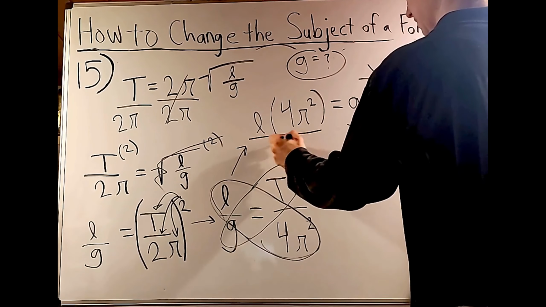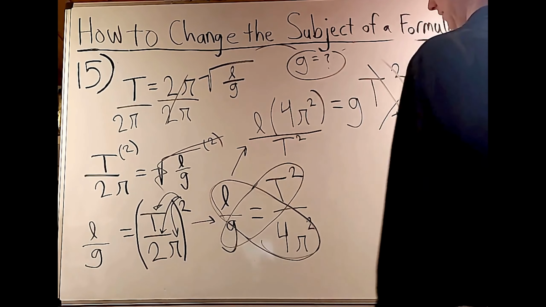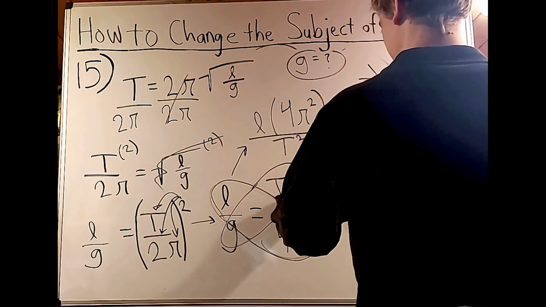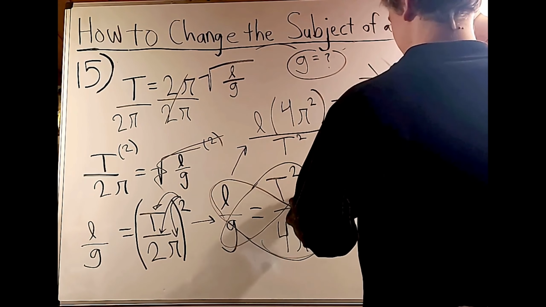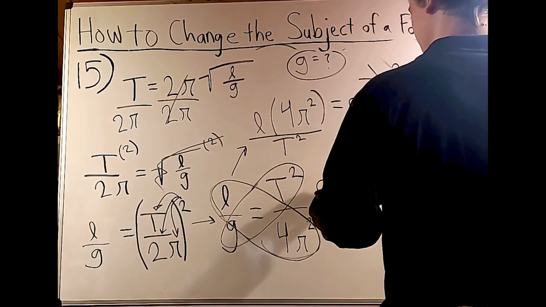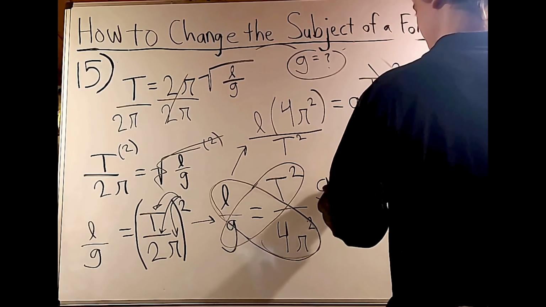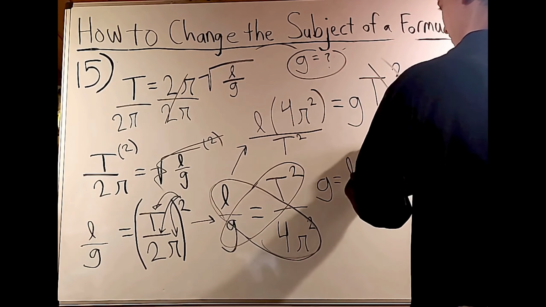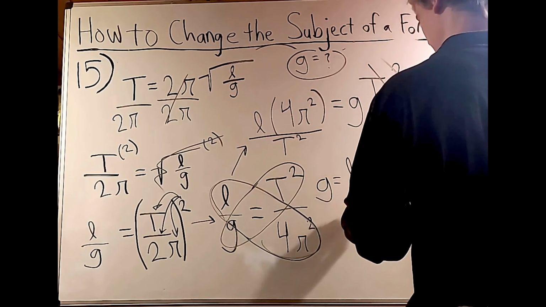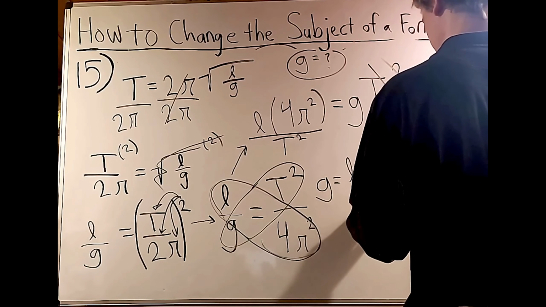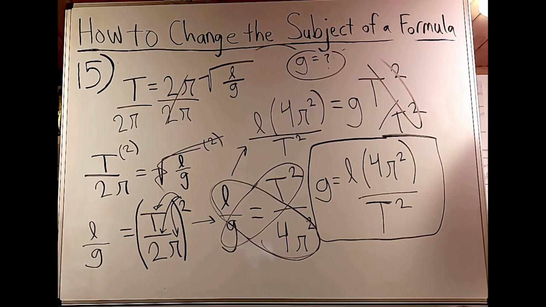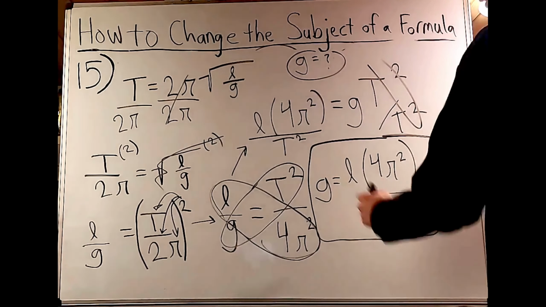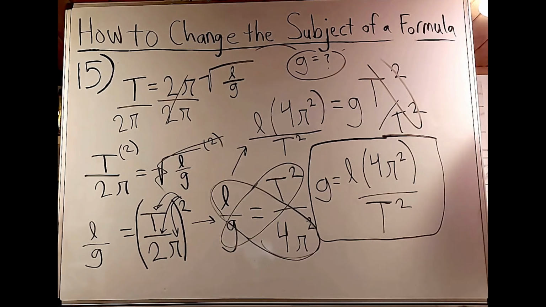Now we have divided by T squared on the left side, which gives us the answer of G, now written on the left side here, equals L times 4 pi squared over our T squared. Okay, and that is our final answer. If you're curious, the G is going to represent the gravitational acceleration.